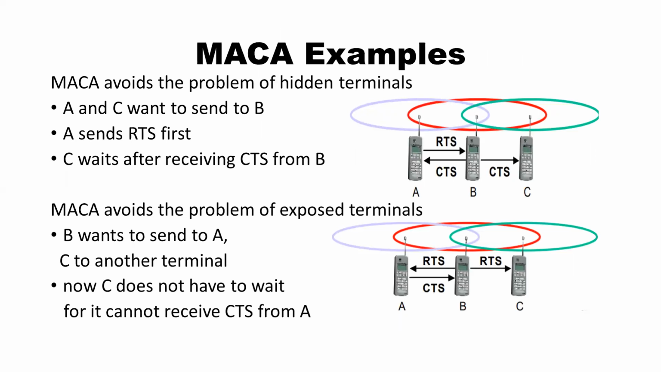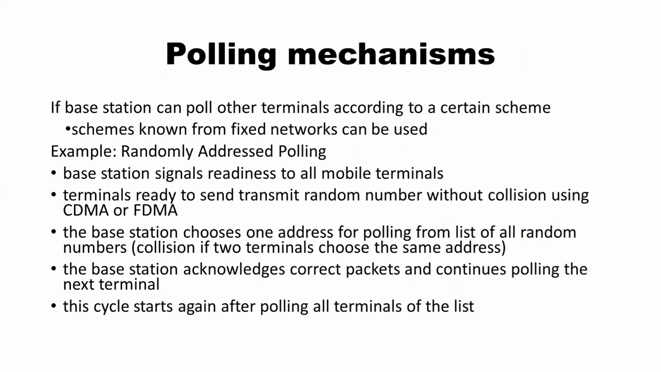MACA avoids the problem of the hidden terminal. A and C want to send to B. A sends RTS first. C waits after receiving CTS from B. MACA also avoids the problem of the exposed terminal. B wants to send to A, and C wants to send to another terminal. Now C does not have to wait, as it cannot receive CTS from A.